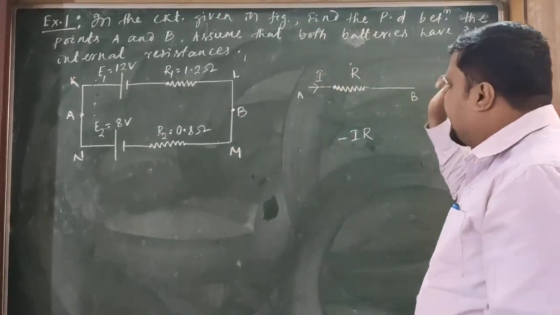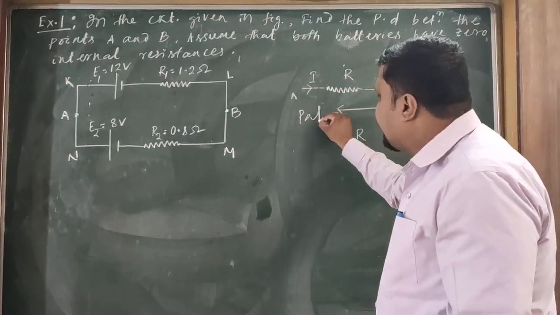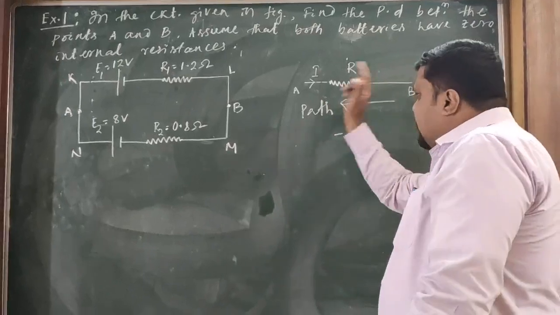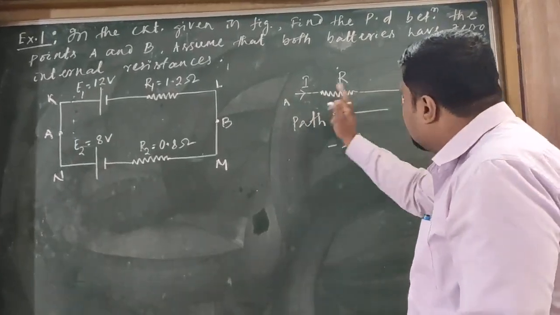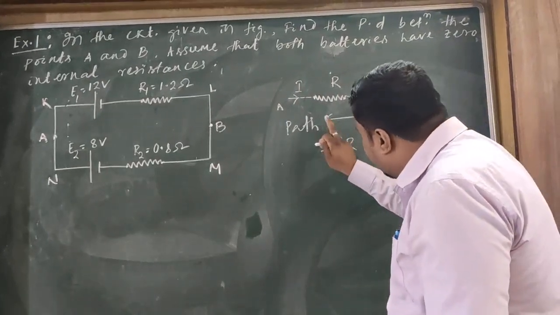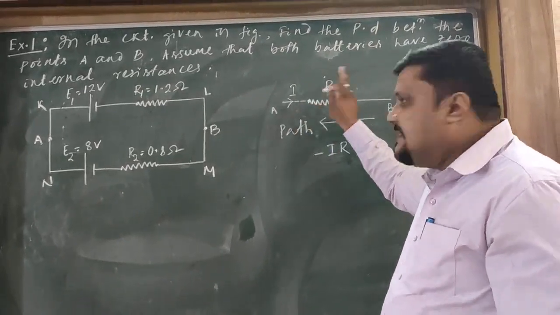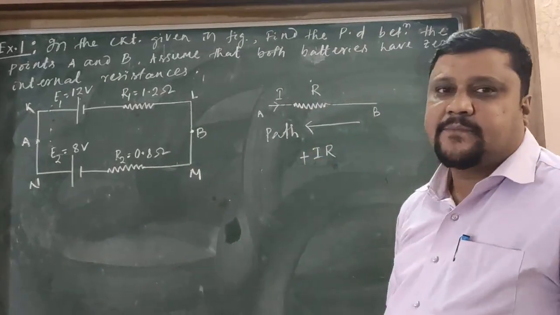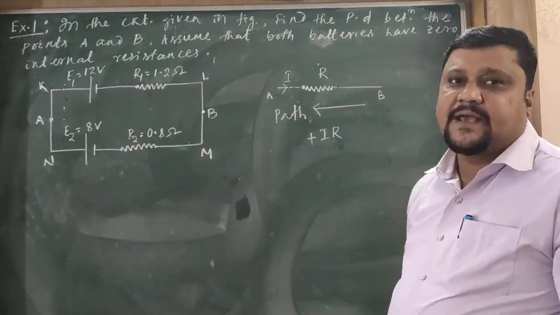Suppose in that same circuit, someone has chosen the path along this direction, because you can choose your path on your own. If I choose the path from B to A, my path traverse is opposite to the flow of current in the resistor. In that case, I will get plus IR. That potential drop is plus IR.